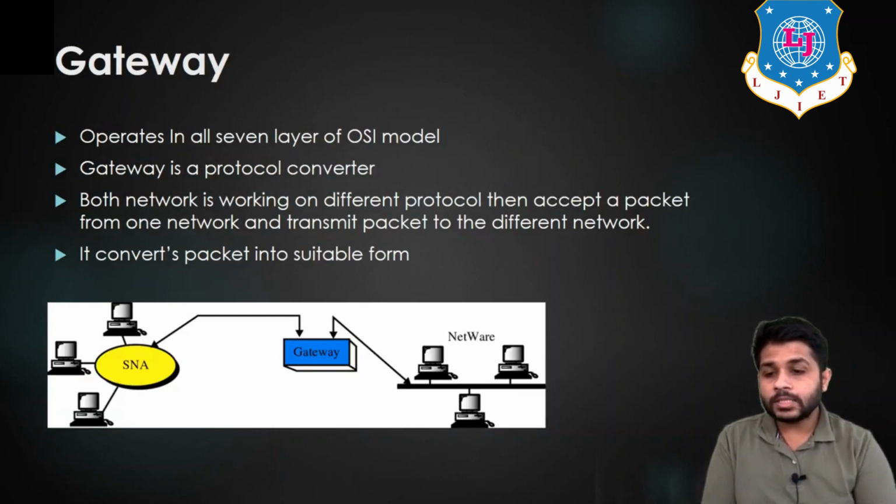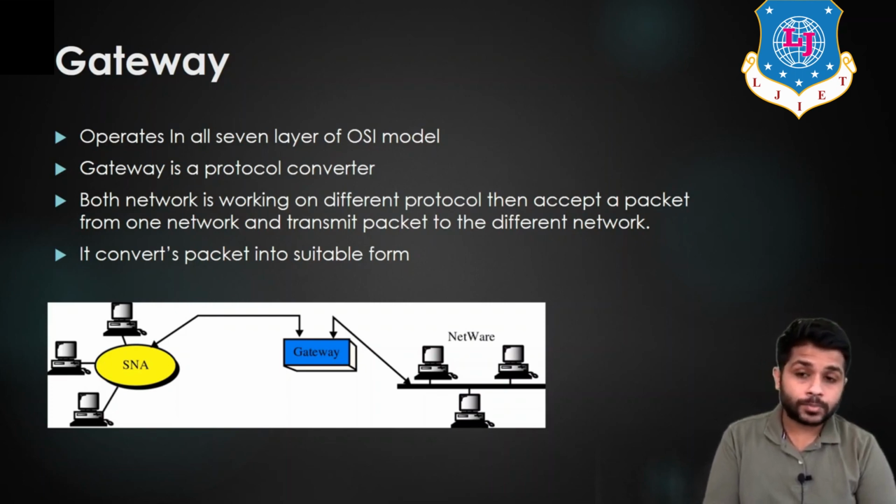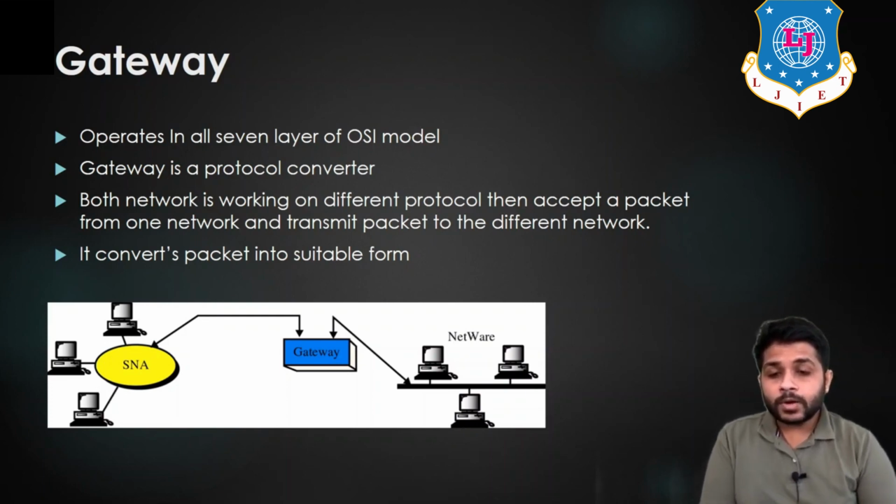Now let's see the last device, which is the gateway. The gateway operates at the 7th layer of the OSI model. It means it operates at the application layer. Now why is the gateway needed? In the network, different separate networks are working.